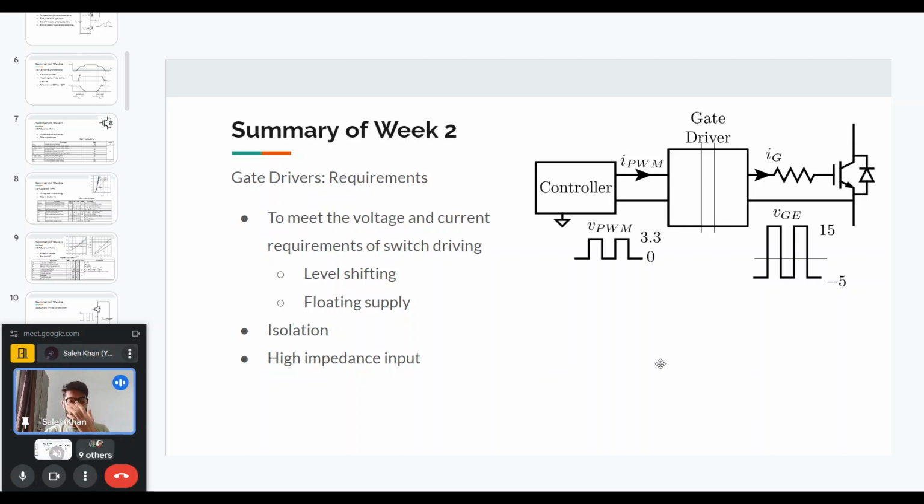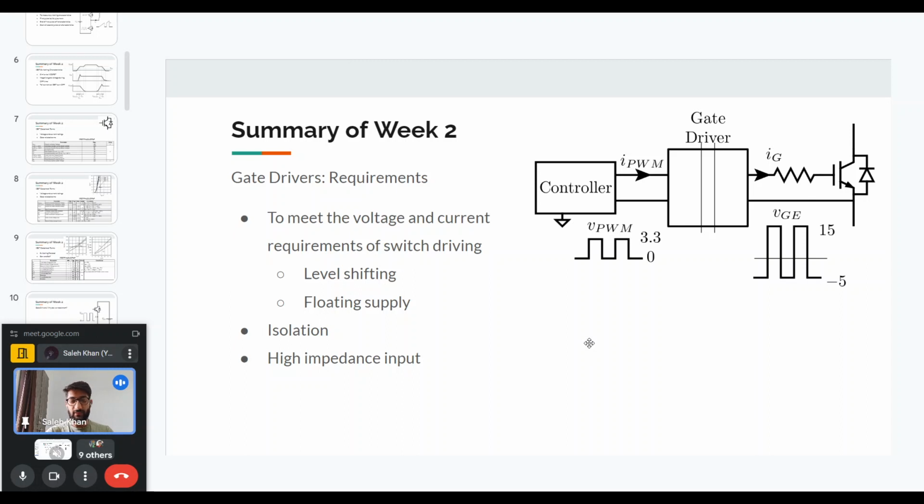So the isolation is not necessary. For example, having this 15 volt and 5 volt is actually necessary. If you don't get this, you will not be able to drive the switch. But isolation is technically not necessary. You can do without isolation, but we usually have isolation because it provides us with these protection features.